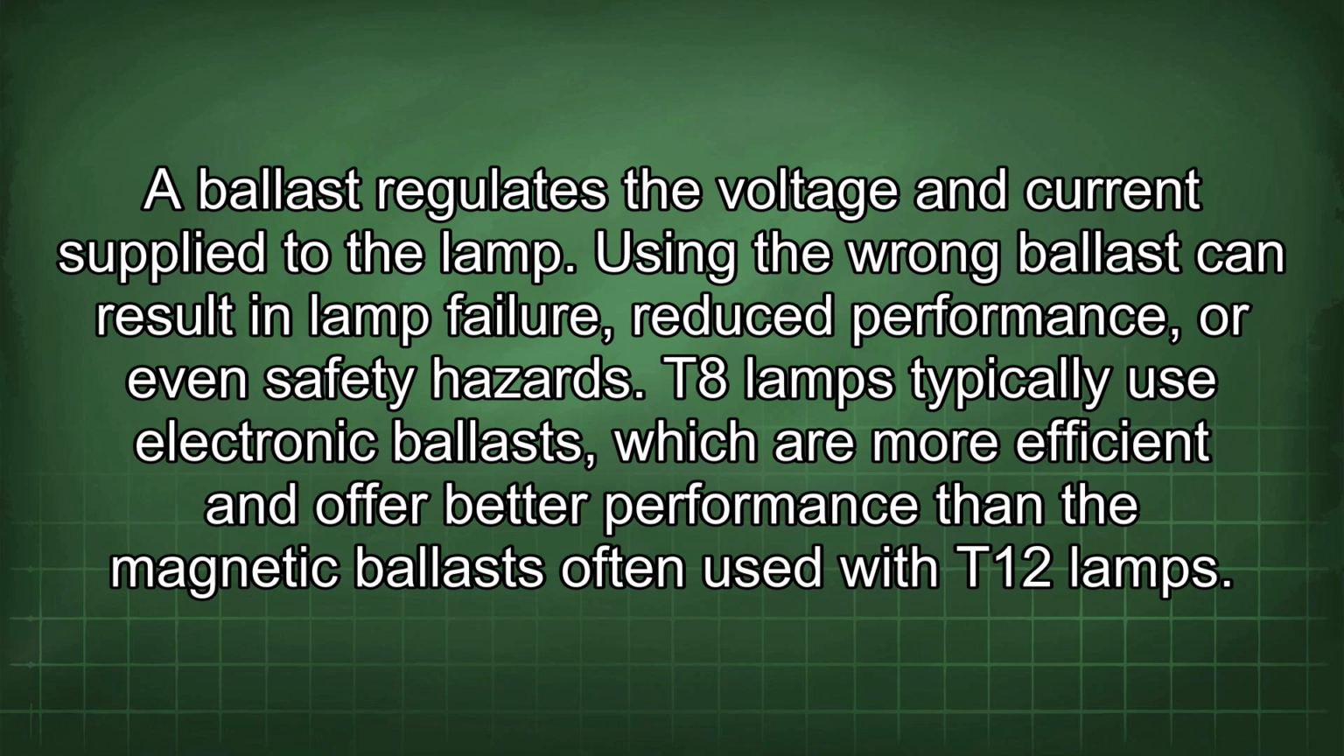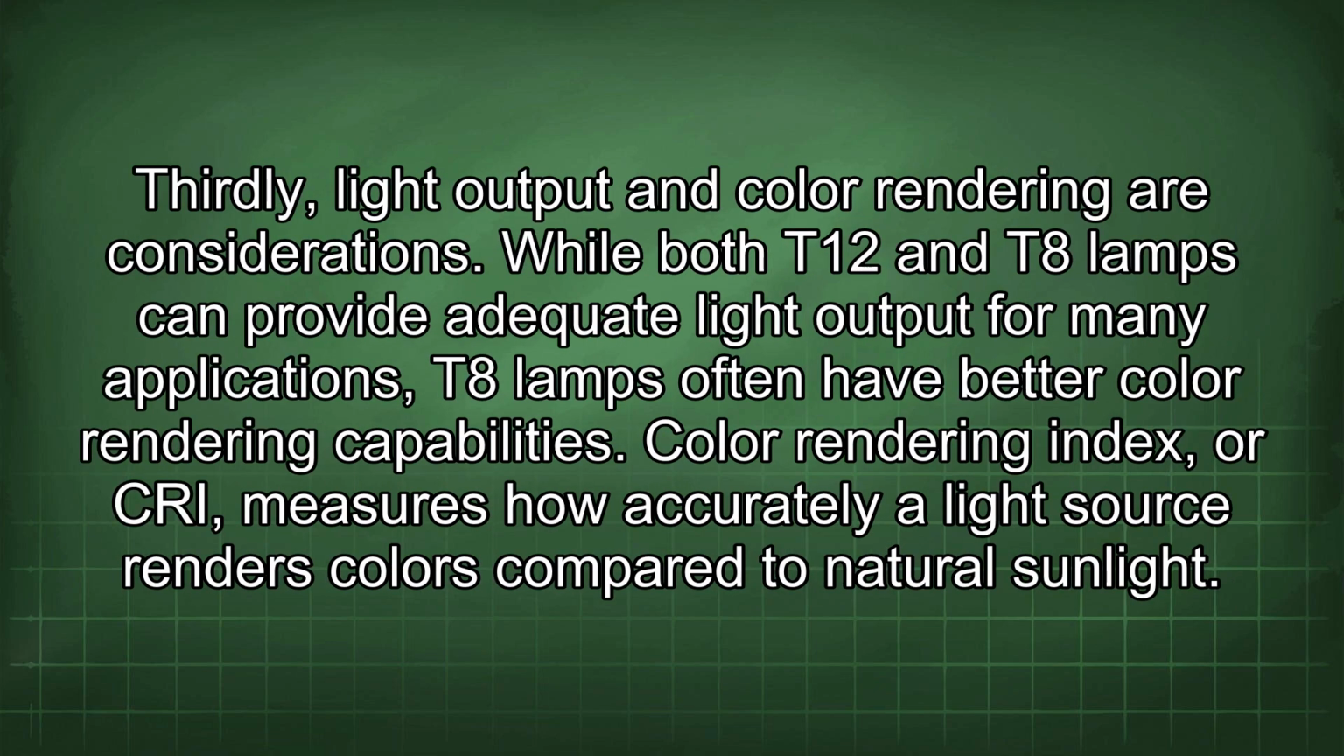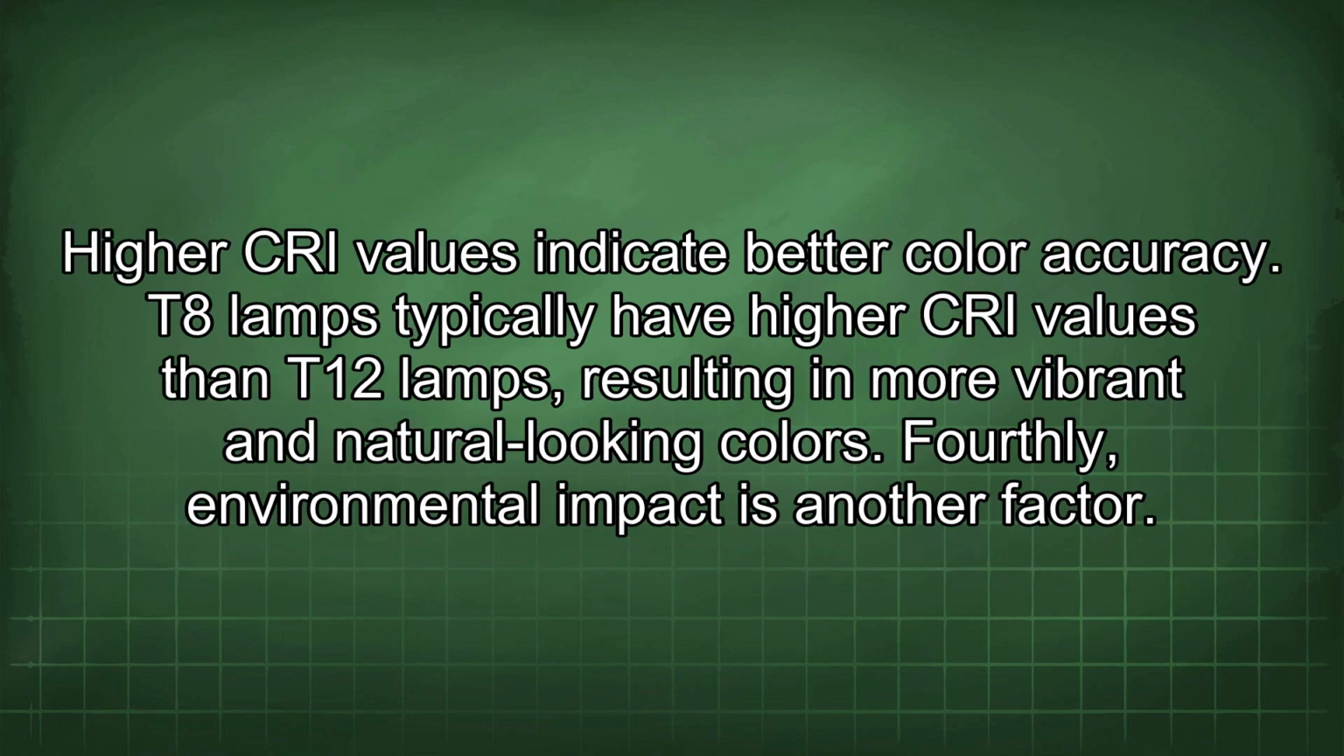Thirdly, light output and color rendering are considerations. While both T12 and T8 lamps can provide adequate light output for many applications, T8 lamps often have better color rendering capabilities. Color Rendering Index, or CRI, measures how accurately a light source renders colors compared to natural sunlight. Higher CRI values indicate better color accuracy. T8 lamps typically have higher CRI values than T12 lamps, resulting in more vibrant and natural-looking colors.